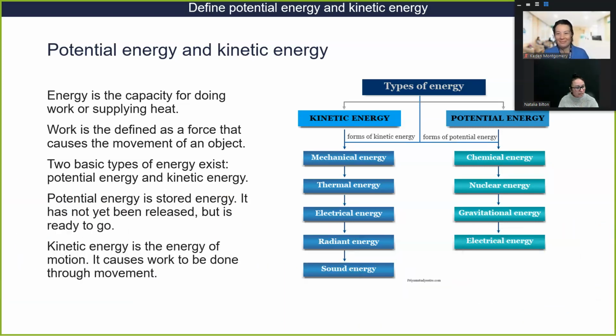So kinetic energy is moving things around. It's work. Potential energy means that it's stored energy that we haven't used yet. So kinetic energy is we're using it, it's currently working, whereas potential energy is ready to go, it's stored, but it hasn't come out yet. Now this might seem a little bit foreign to you, but it'll make sense in a minute.